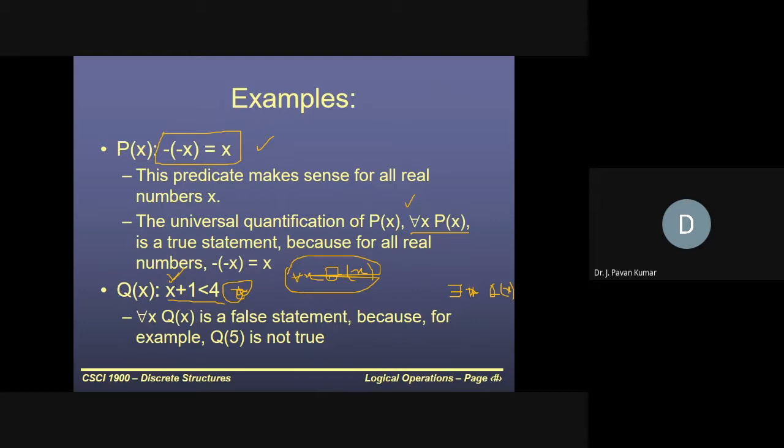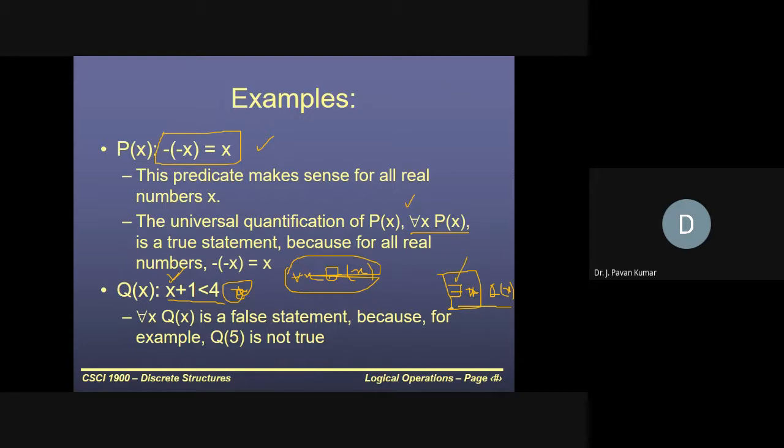For which values is Q of x true? 1, 2, 3? For 3, it is not true. For 1, 2, it is true. Correct, from minus infinity up to 2, it is fine, but after 2 we cannot say it is true. So there exists at least one value where Q of x is true. If at least one value exists, then we can use this quantifier.